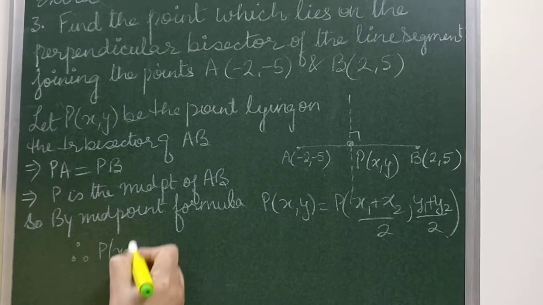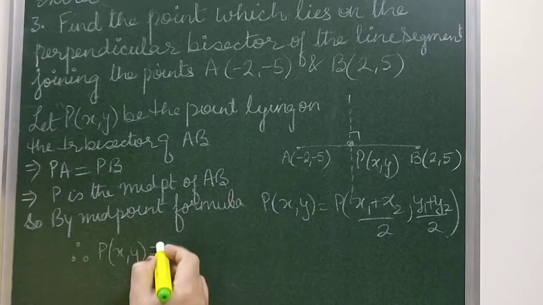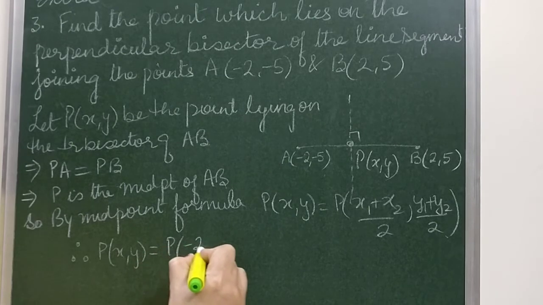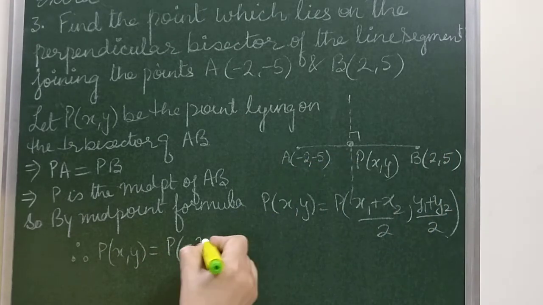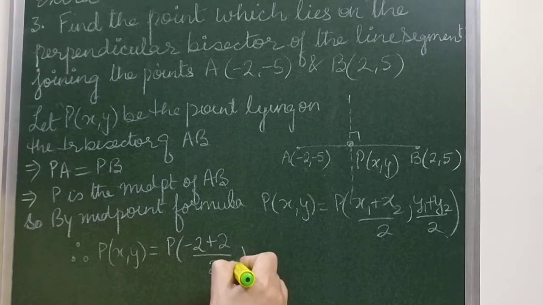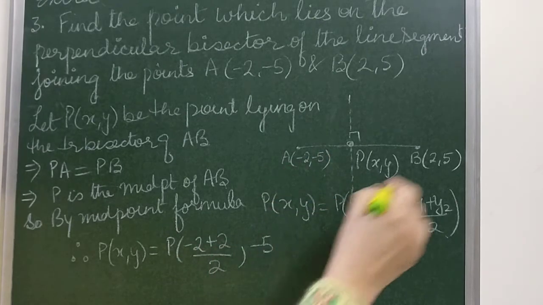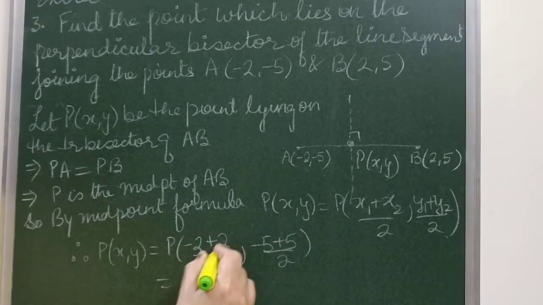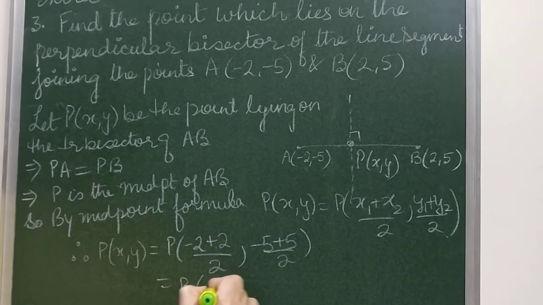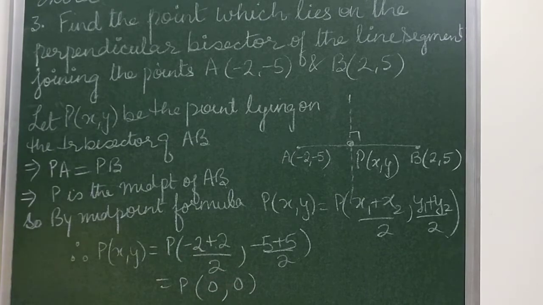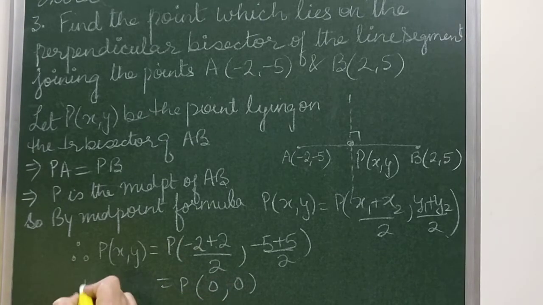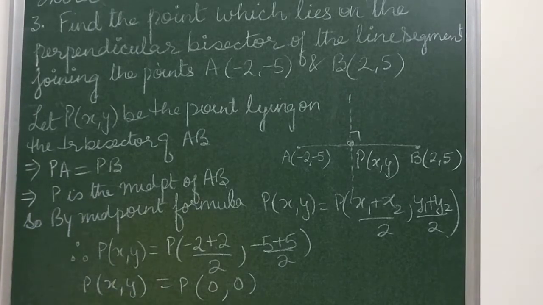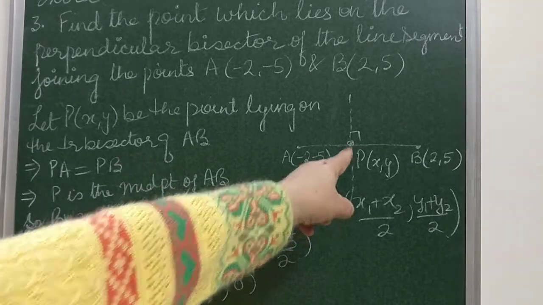Therefore, P(x, y) is equal to x1 is -2 plus 2 divided by 2, y1 is -5 plus 5 divided by 2, and it's going to become 0 divided by 2. So it will be 0. Again 0 divided by 2 will be 0. So (0, 0) is the answer. P(x, y) is equal to (0, 0), right? The point P is the origin, right?